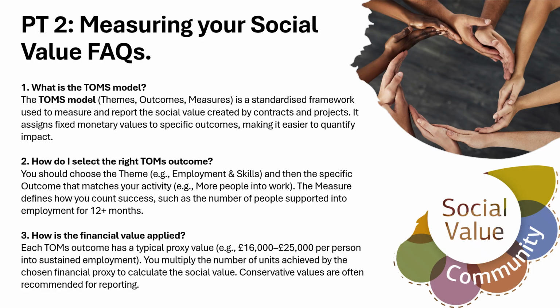How is the financial value applied? TOMS is quite a simple model. It is literally just attributing a financial proxy or value to that theme, or the outcome. So in short, each TOMS outcome has a typical proxy value. And in this case, we gave an example of between 16 and 25,000. So we landed on 18,000 per person into sustained employment. You multiply that number by the number of units achieved by the chosen financial proxy to calculate the social value.